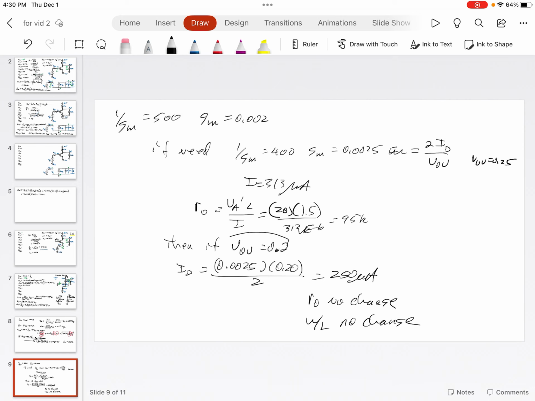If we can reduce V overdrive, it's almost always the best choice. But the problem is about 0.2 is often about as small as we really want to go. Sometimes you can go a little bit smaller, and sometimes I'll give you homework that works out that way. But usually that's about the smallest.